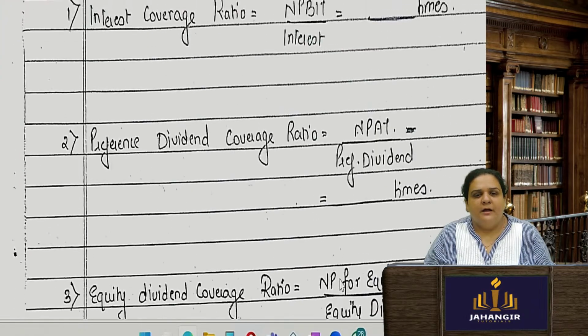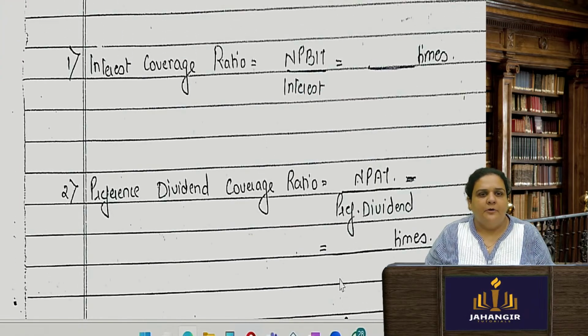Then you have some coverage ratios. These are not very important, but I'll just read them for you all. Interest coverage: how are you able to cover your interest with the help of your profit? Which profit? NPBIT.